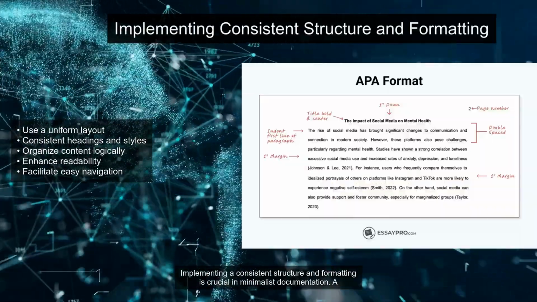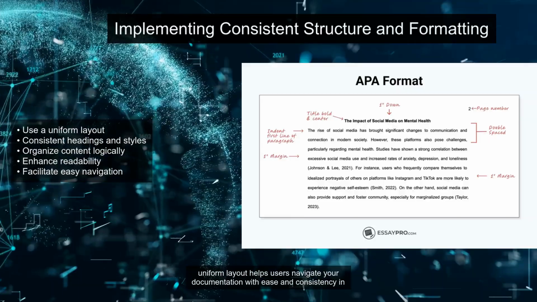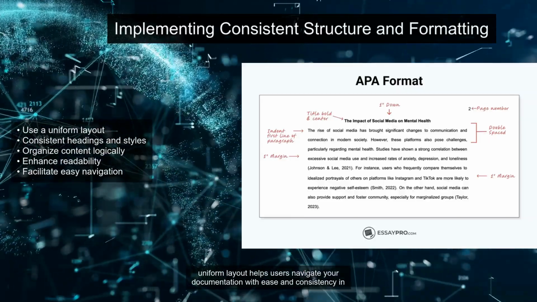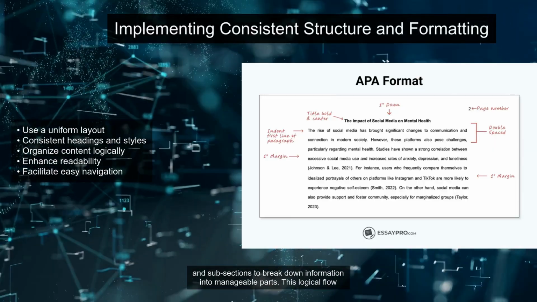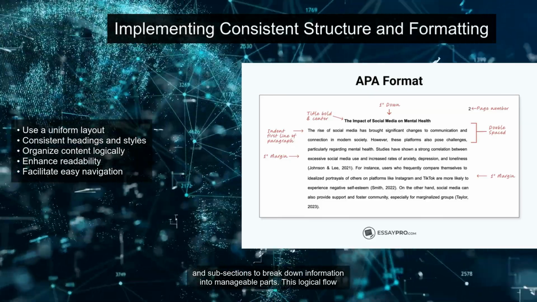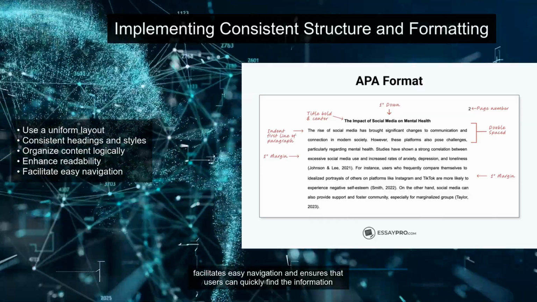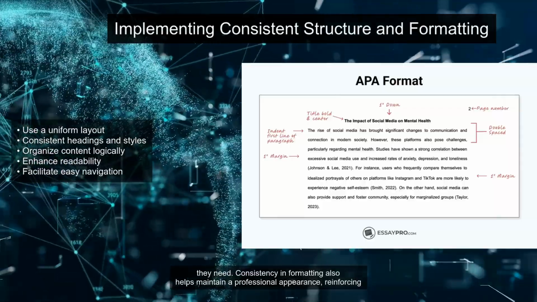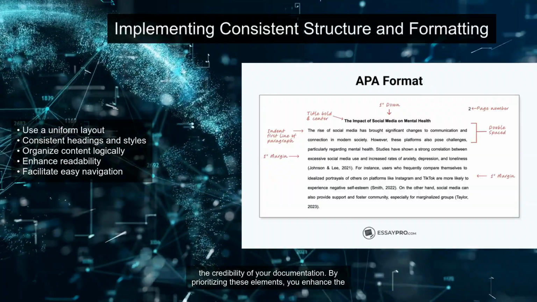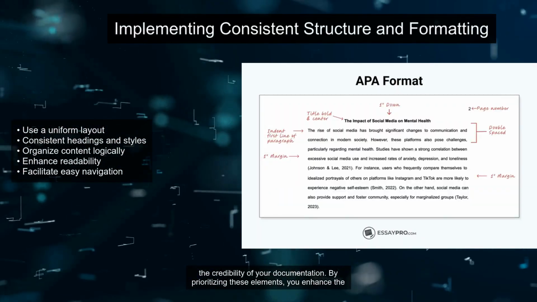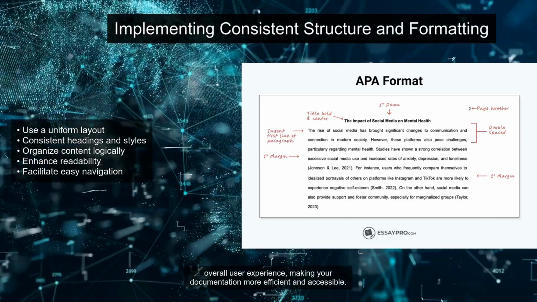Implementing a consistent structure and formatting is crucial in minimalist documentation. A uniform layout helps users navigate your documentation with ease, and consistency in headings, styles, and fonts enhances readability. Organize your content logically, using sections and subsections to break down information into manageable parts. This logical flow facilitates easy navigation and ensures that users can quickly find the information they need. Consistency in formatting also helps maintain a professional appearance, reinforcing the credibility of your documentation. By prioritizing these elements, you enhance the overall user experience, making your documentation more efficient and accessible.